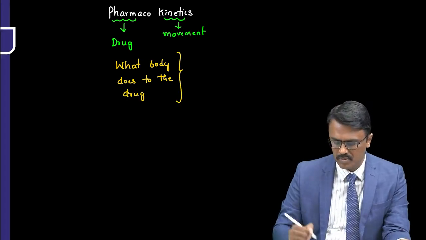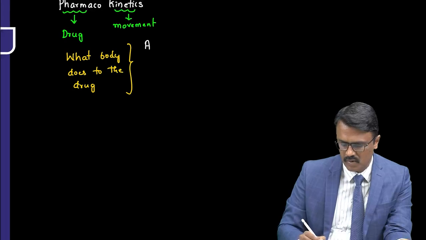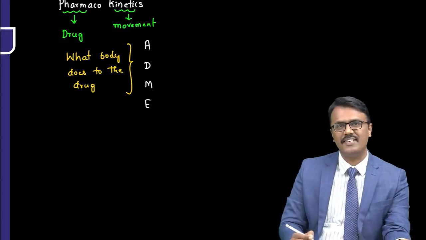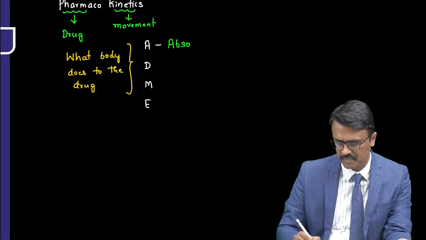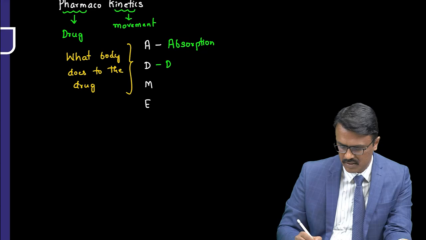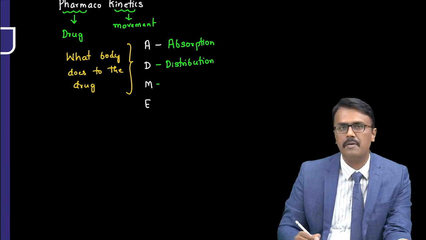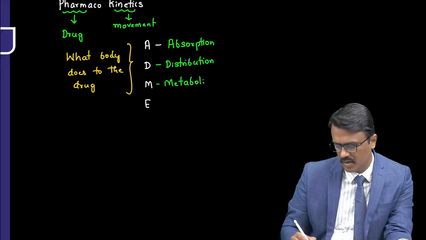Now what can the body do? There are four things I told you. One is the A, one is the D, and one is the M, and the fourth one is E. So what is that? So A stands for the absorption of the drug. And what is D for? D for distribution of the drug. Sir, what is M for? Metabolism. It is the drug metabolism. And what is E for? Throwing the drug out of the body, that is called excretion.